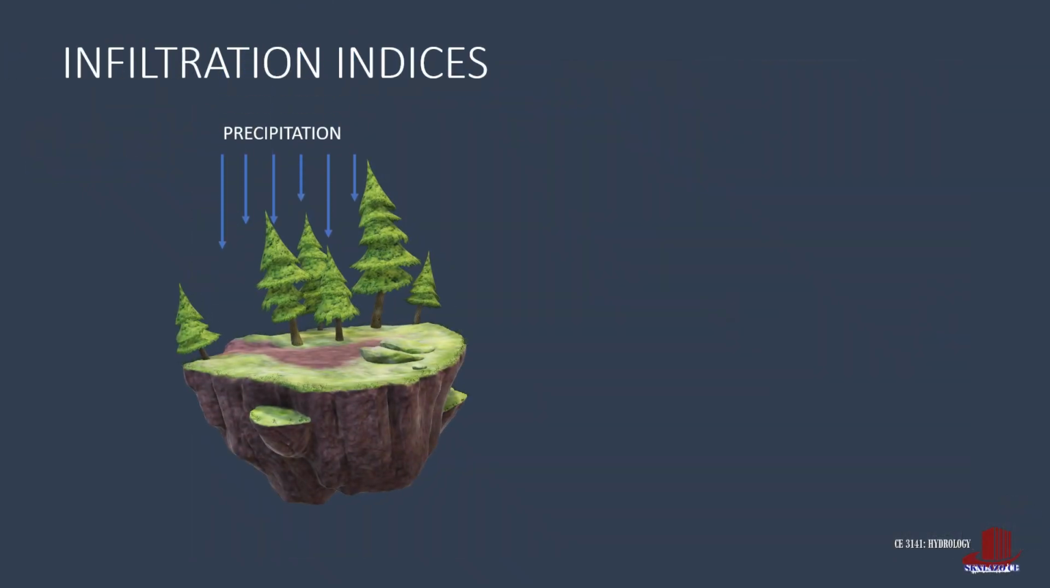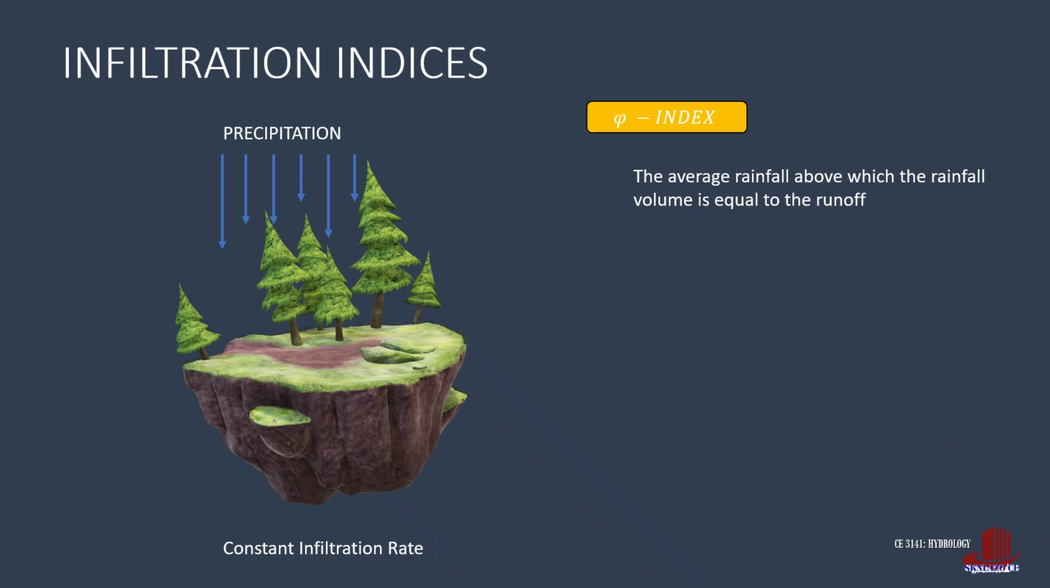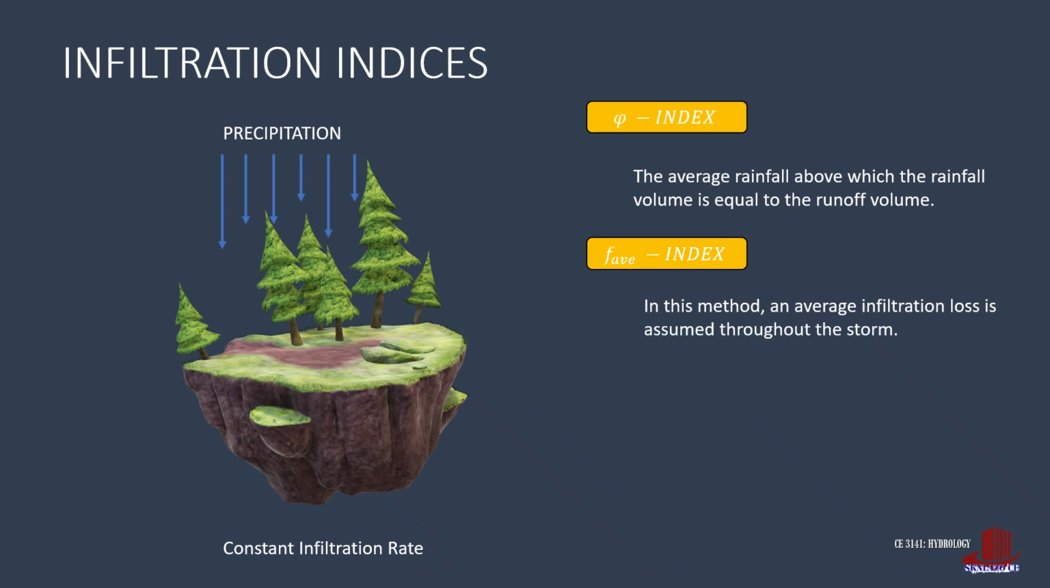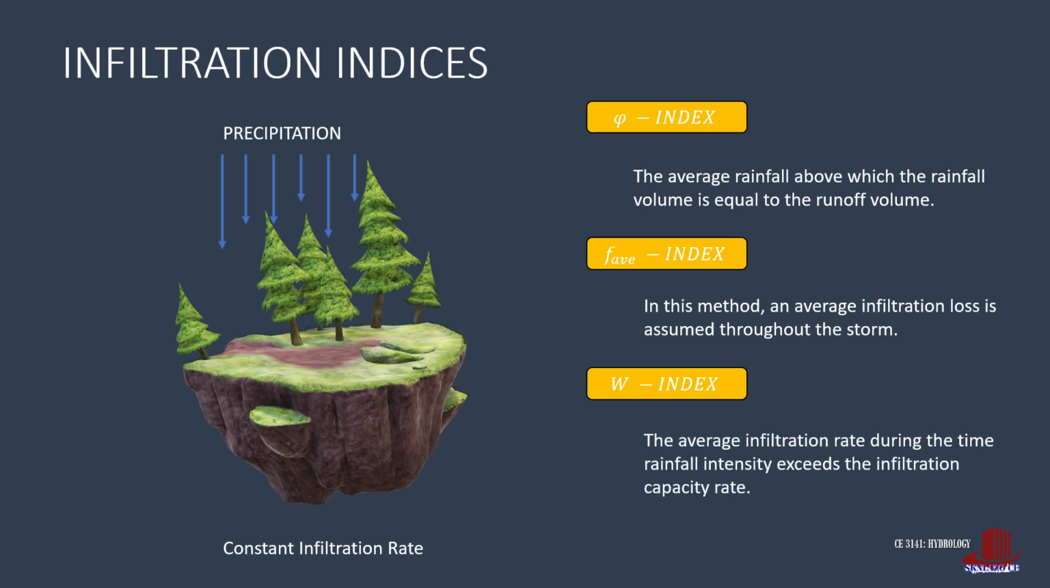For a certain water basin, if precipitation occurs, there are water losses and possible runoff if the rain is ample enough. In order to compute for the runoff, we need to make the infiltration constant. This is done in three methods. The first is the phi index, with the concept that the rainfall volume is equal to the runoff volume. The second is the F average method, taking the average infiltration loss throughout the storm duration. The third is W index, which takes the infiltration rate during the time the intensity is more than the infiltration capacity rate.